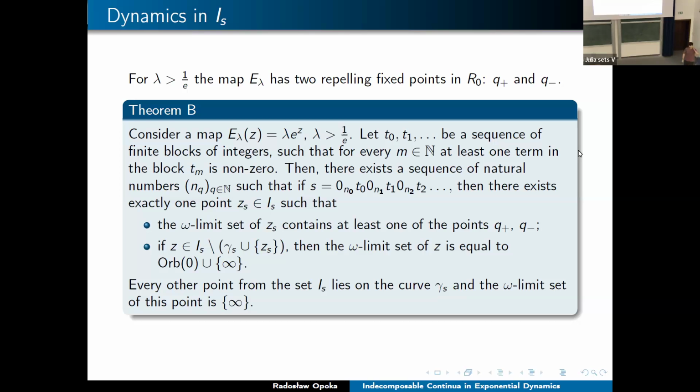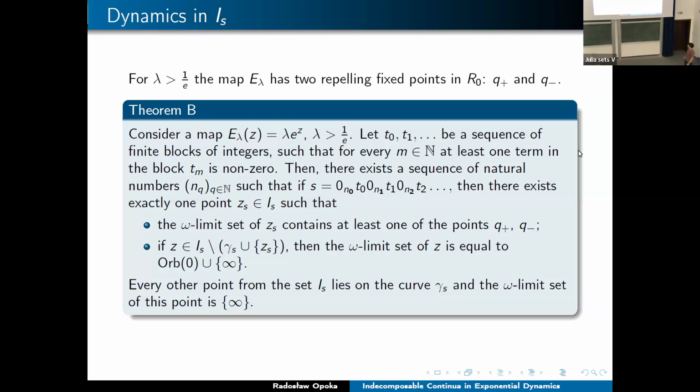For E^z, lambda bigger than 1 over e, in the strip R0, there are two fixed points, Q plus and Q minus, and one of them is in the upper half plane, and one of them has negative imaginary part. And for every other point, which means that it is not this special point, and it is not on the hair, the omega limit set is of this form.